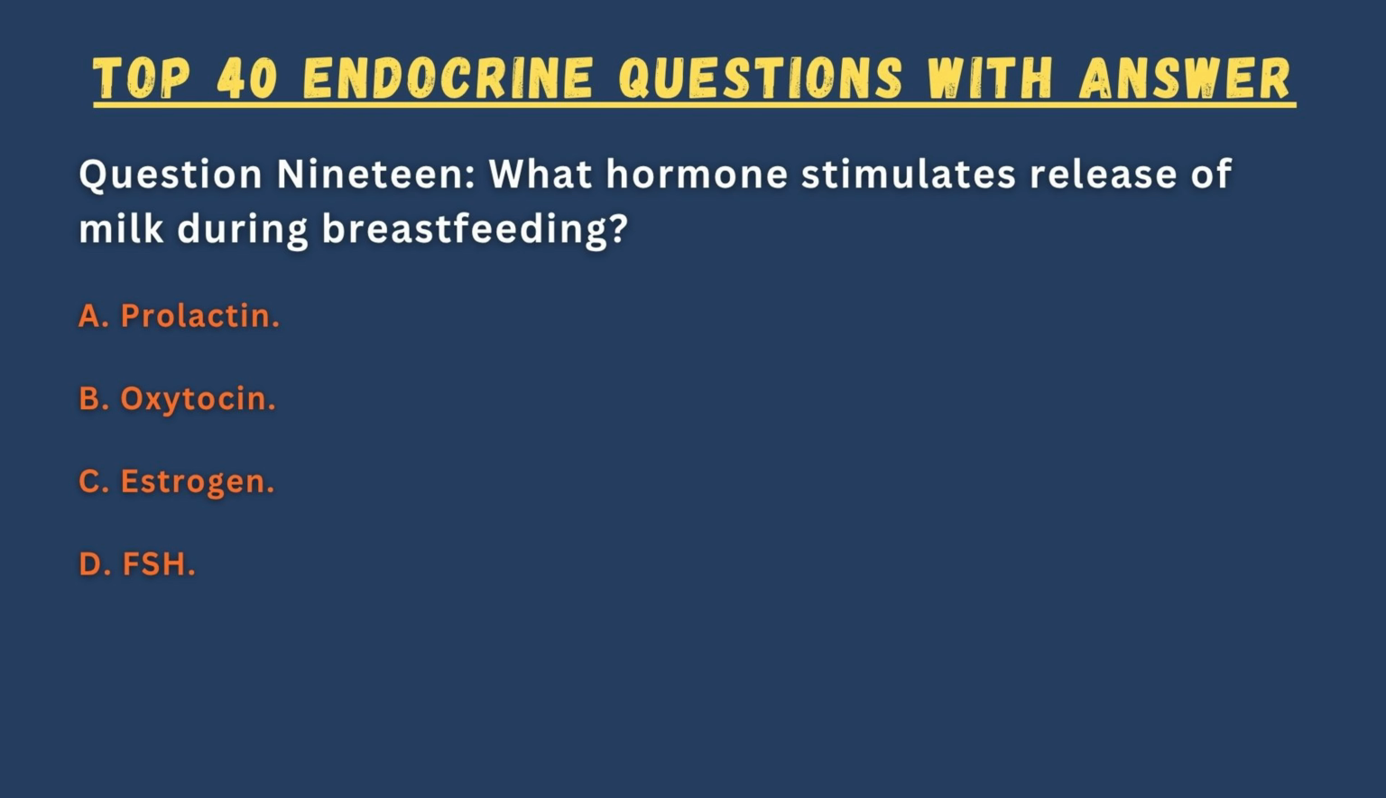Question 19. What hormone stimulates release of milk during breastfeeding? A. Prolactin. B. Oxytocin. C. Estrogen. D. FSH. Answer: B. Oxytocin.